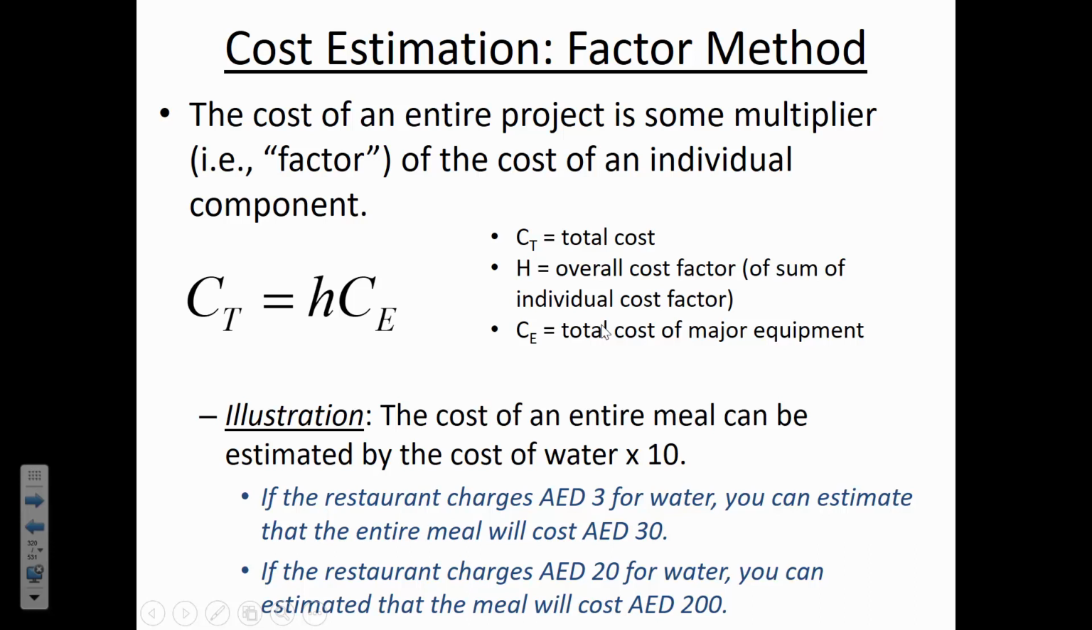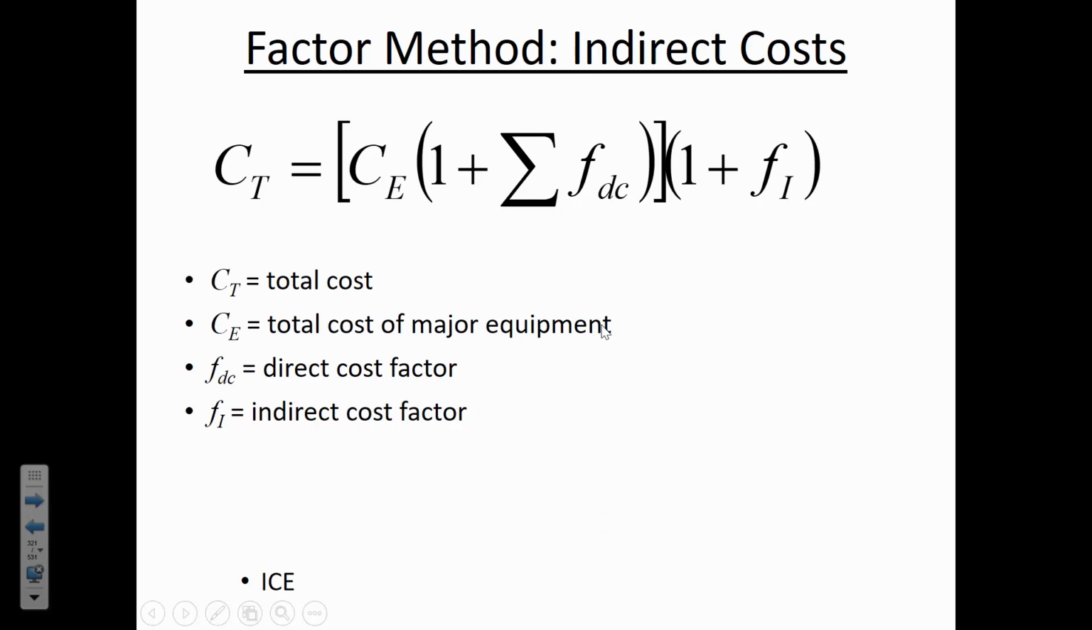Now, water isn't a major equipment, but just the idea is that you can use knowledge of one component. So, for example, in the example that we're going to be looking at for the handout, it's saying that a diesel generator has a delivered cost of $975,000, and the cost factor for a concrete pad and operator training, and then we also take into account indirect costs.